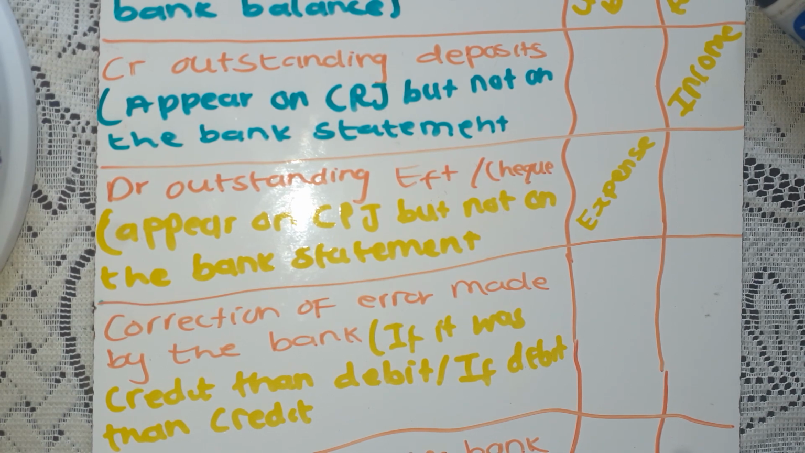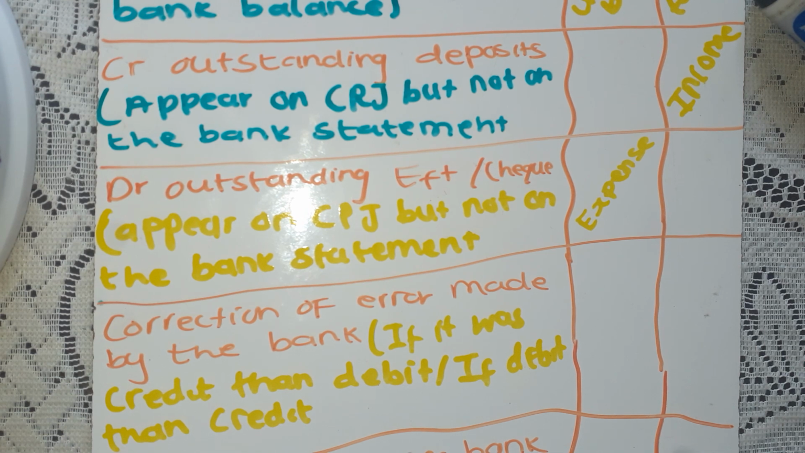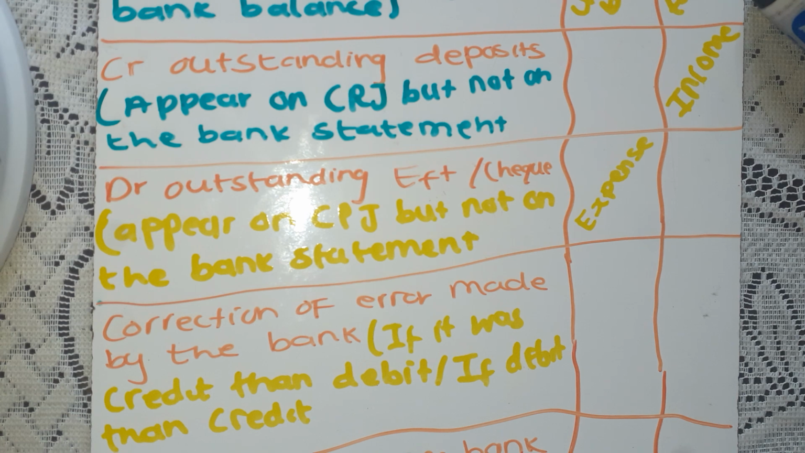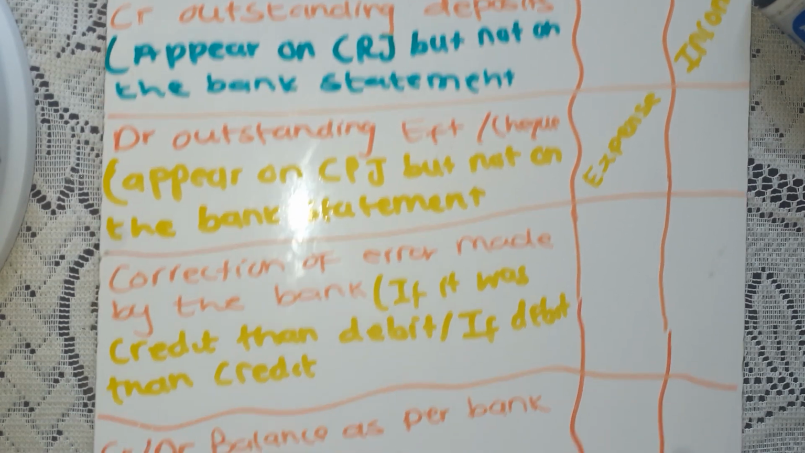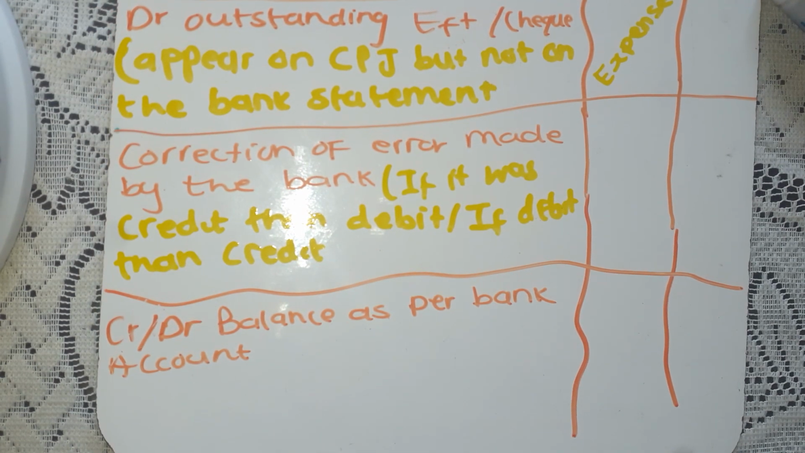Let's say we are doing a bank reconciliation. Last year's reconciliation was for February. So in February we had outstanding deposits and outstanding EFTs. When we are doing the bank reconciliation for March, if those outstanding deposits and outstanding EFTs are still outstanding, even in the current month, we still write them down in the new bank reconciliation of March as outstanding deposits and outstanding EFTs. So I hope we are clear on that one.